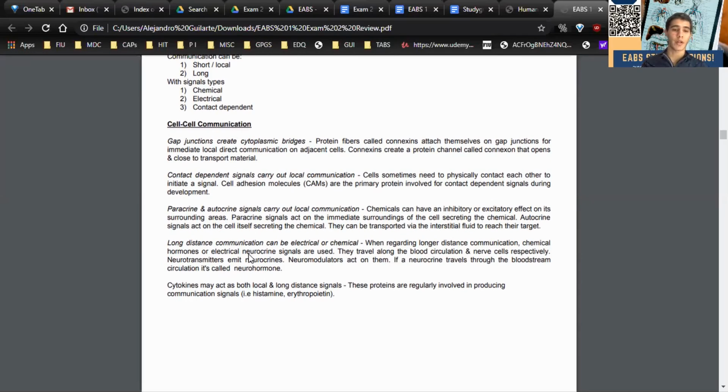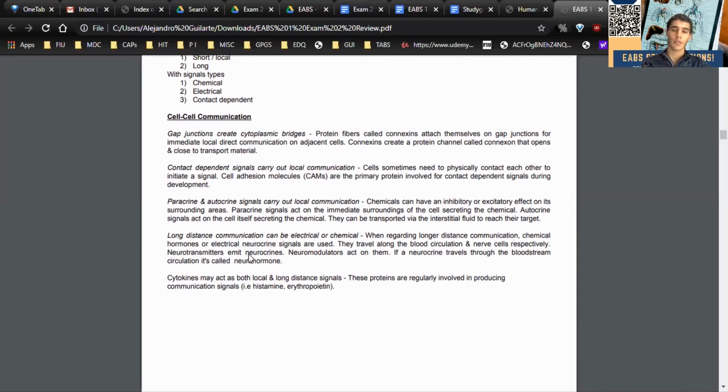So every time you hear paracrine and autocrine, it just means that there's a chemical involved. And they can carry out local communication. And they travel through the bloodstream circulation. And so what these chemicals do is that they act on the receptors of the target cell.